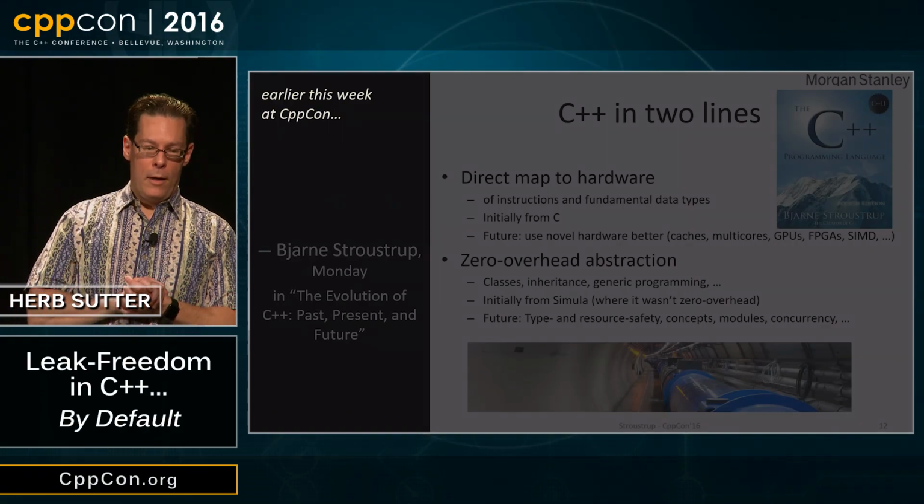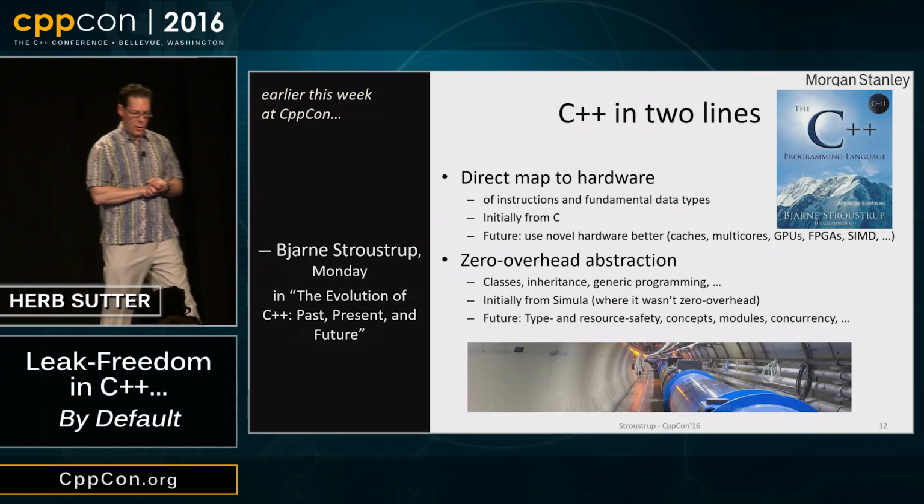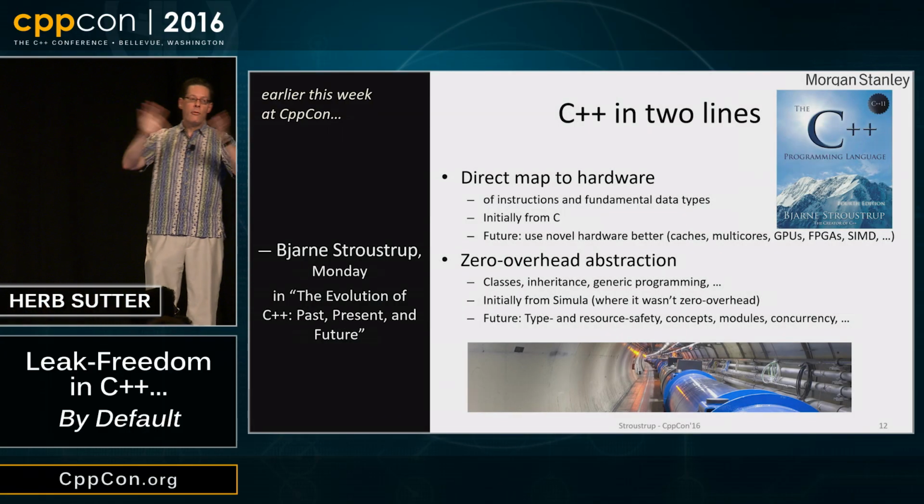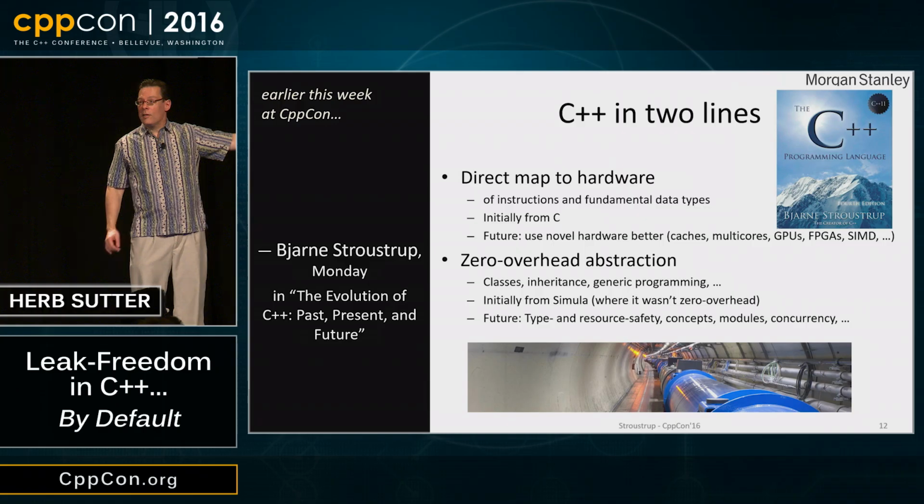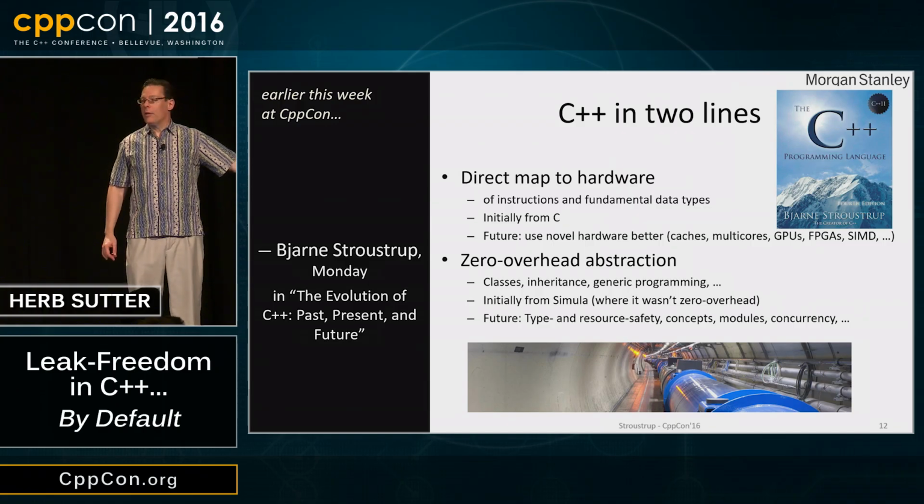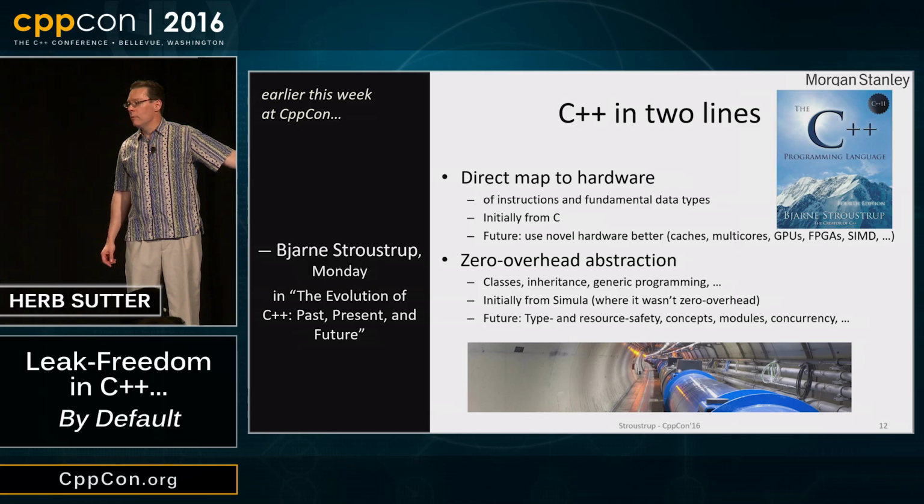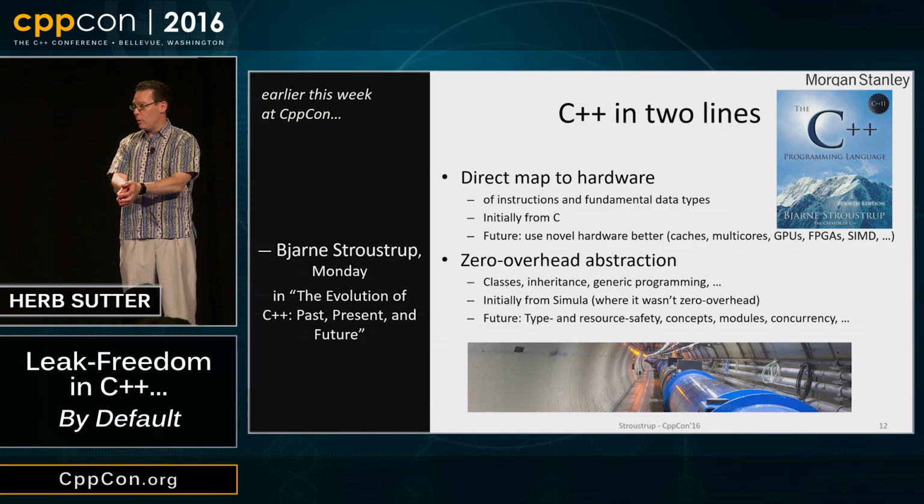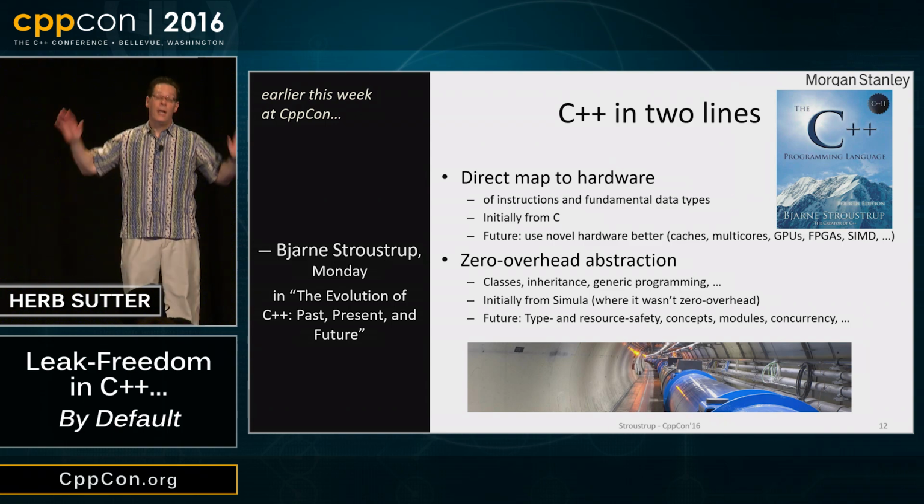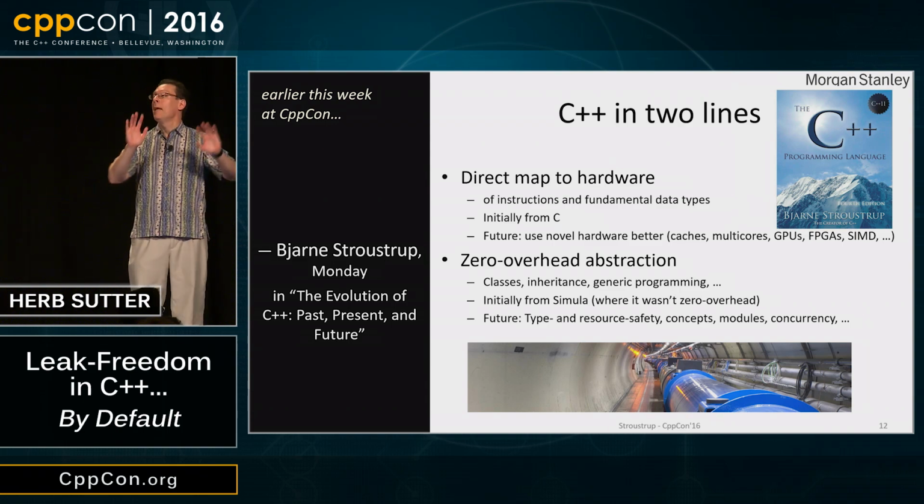But first, also earlier this week at CppCon, you might remember that Bjarne's wonderful summary of C++ is direct map to hardware, zero overhead abstraction. That problem on the previous slide, I am not interested in solving that problem if it incurs overhead on code that doesn't use it. It better be isolated, it better be pay for use, it better be zero cost if I don't use it. So let's just take that as table stakes because we're talking about C++ here.